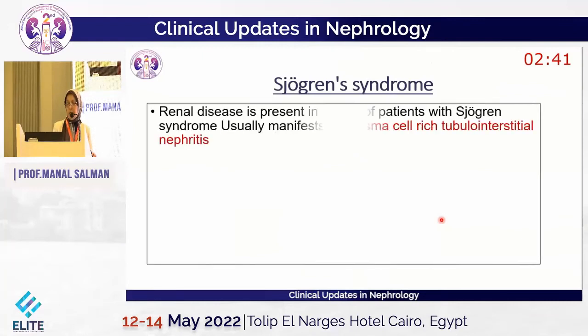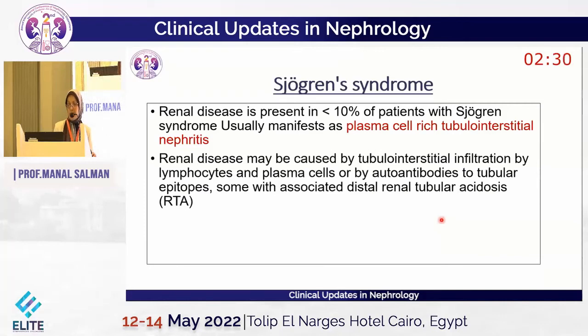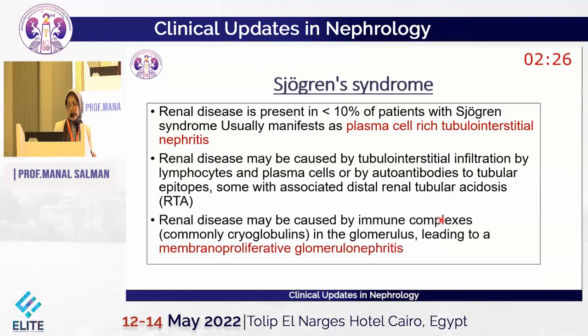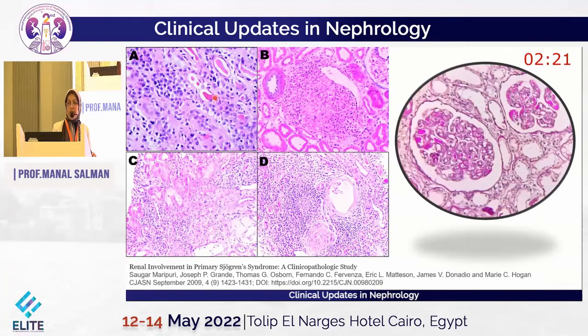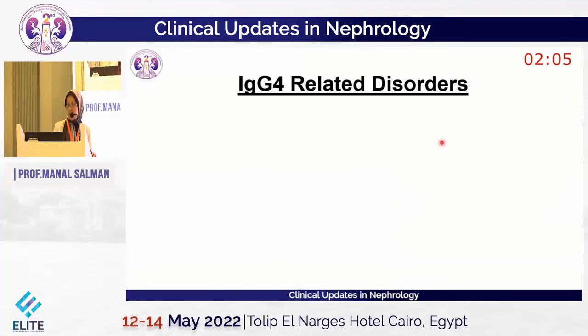Sjogren syndrome is a clinical syndrome that is immune-mediated, present in the salivary glands and lacrimal glands. We have affection of the kidney in less than 10% of the patients in the form of plasma cell-rich tubulointerstitial nephritis, and rarely we can have membranoproliferative cryoglobulinemic glomerulonephritis. If you look at this picture, we have here interstitial inflammatory infiltrate rich in plasma cells, and we have IFTA because it is a chronic lesion, and this is a glomerulus showing membranoproliferative pattern and hyaline thrombi that occur in cryoglobulinemic glomerulonephritis.